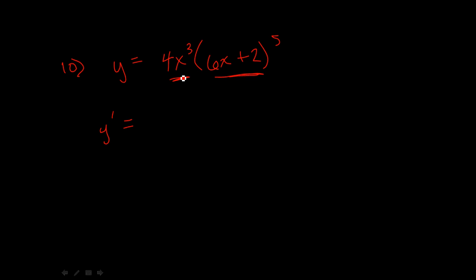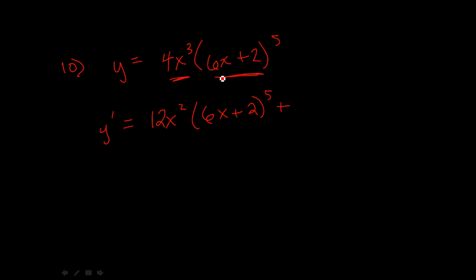So if we look at 10, something similar to 10 could be 4x cubed and then 6x plus 2 to the 5th power. So we're going to have to use the product rule because we have this thing times this thing. And then we're also going to have to use the chain rule because this 5 is now on the outside of this. Okay, so if we do y prime, if I'm using the chain rule, I take the derivative of this guy first. So that's going to be 12x squared. Keep the other guy exactly the same.